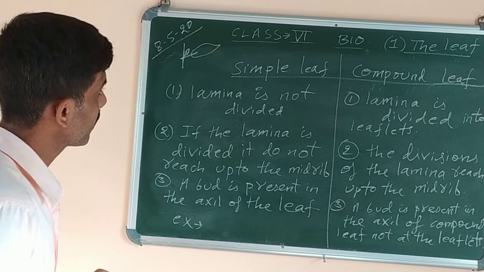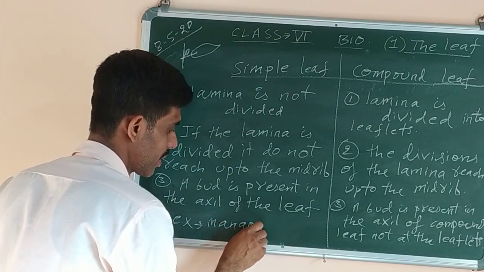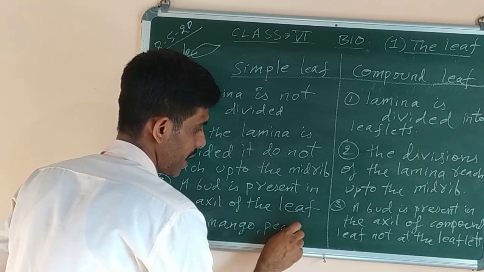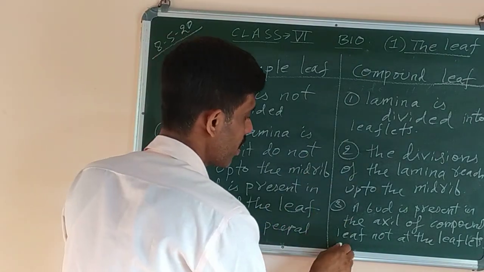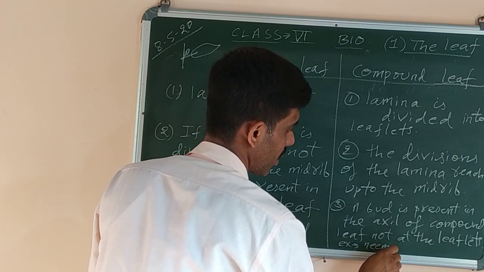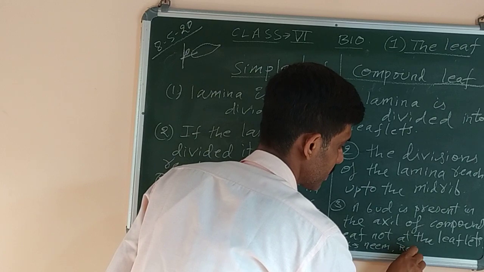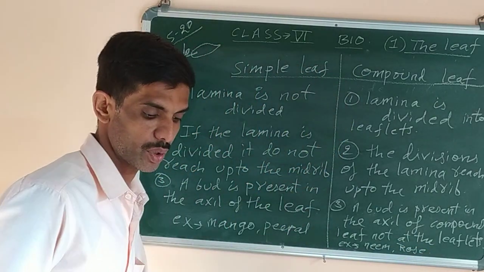Now examples of simple leaf: mango, peepal, guava, we can write. An example of compound leaf, we can write here neem. We can also write rose as an example of compound leaf. So two examples in both cases.